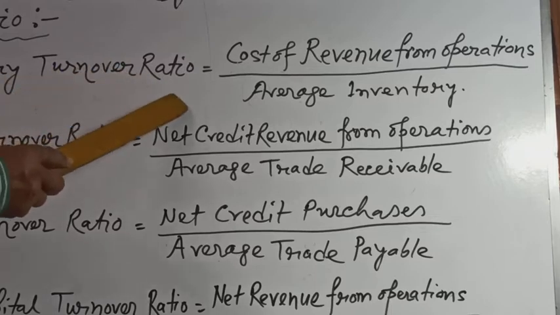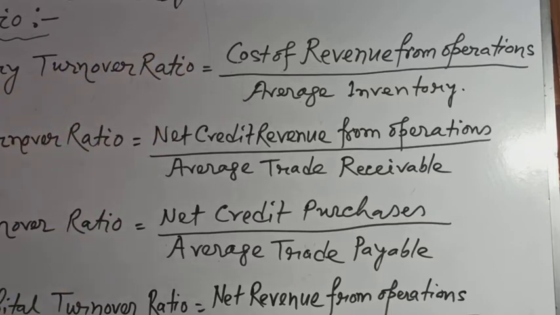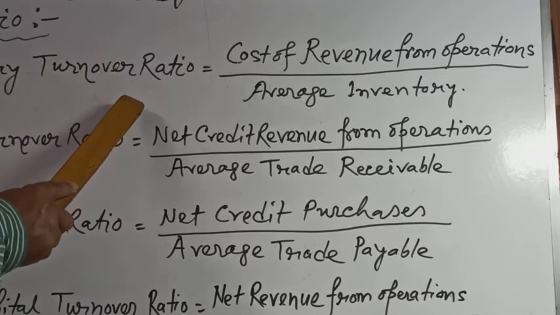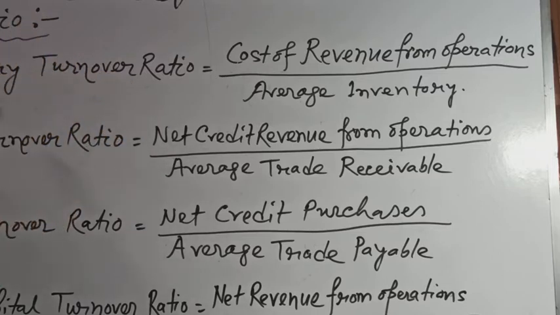Now, this ratio indicates whether inventory has been efficiently used or not. The higher the ratio, always the better it is. That means it indicates that inventory is selling quickly. In a business where inventory turnover ratio is high, goods can be sold at a low margin of profit, and even then the profitability may be quite high.